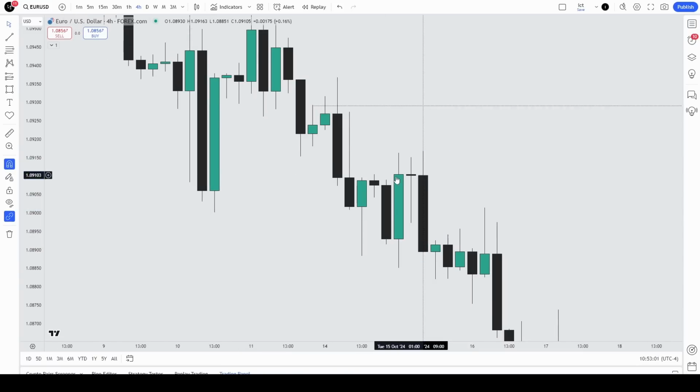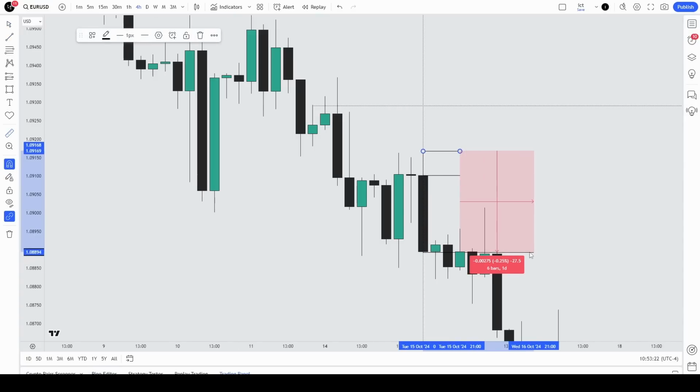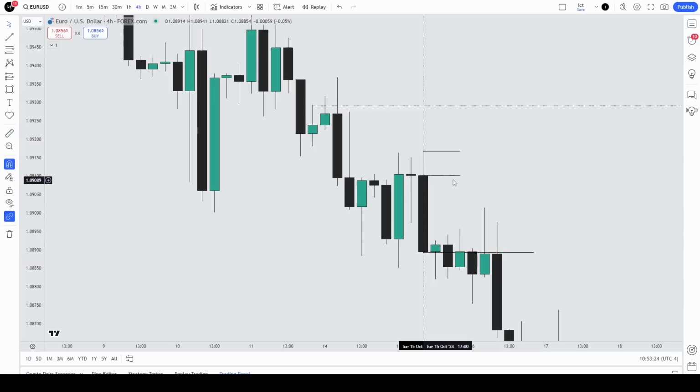Look what 5 AM does. 5 AM opens up at this level. Okay, so 109, 102. This level, the 4-hour candle opens up. This is the high of the 4-hour candle. This is the low. Okay, that is expansion from the high to the low. That is 30 pips in range, more than enough to trade.